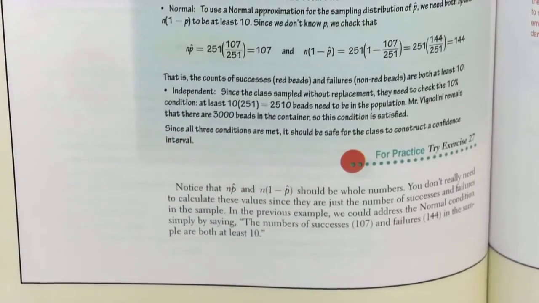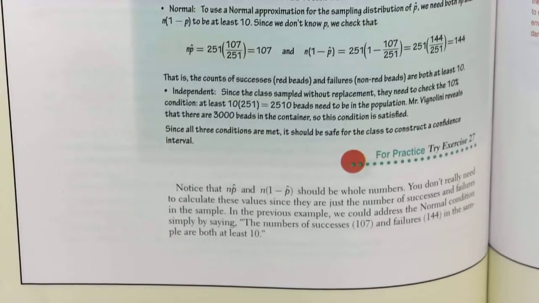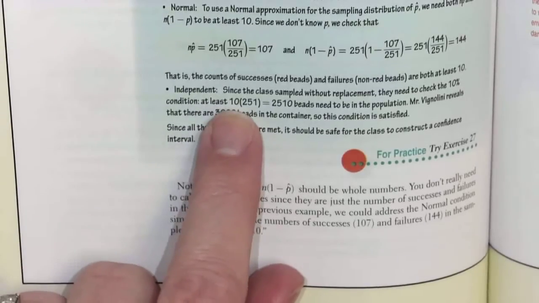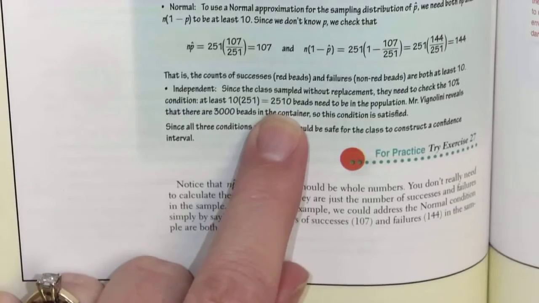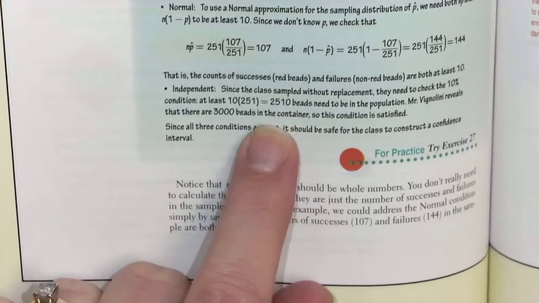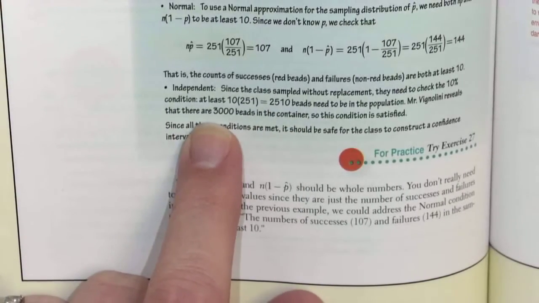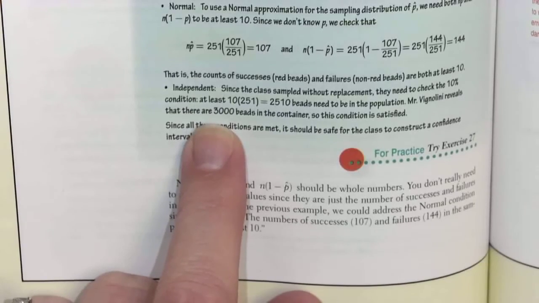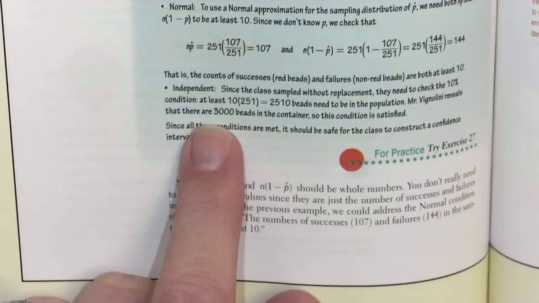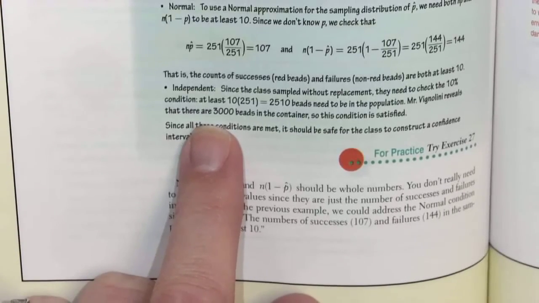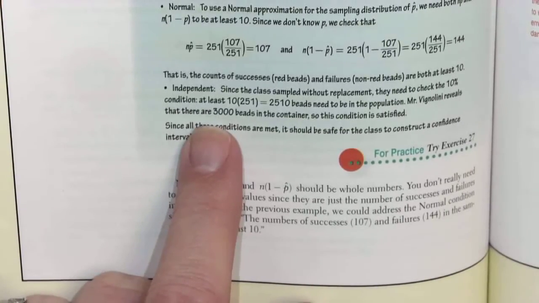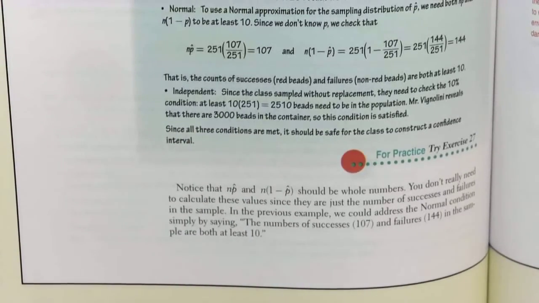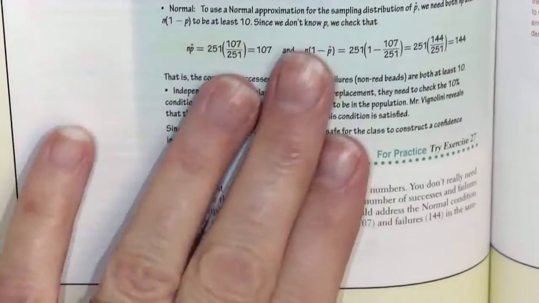So, since the class sampled without replacement, they need to check the 10% condition. And 10 times 251 is 2,510. Well, Mr. Vignolini reveals that there are 3,000 beads in his container. So, would they be okay? Yes, because they did not take over 10%. But you need at least enough to have 10 in each success and failure. So you kind of have this range that you can get. Okay, well, I already told you that part.